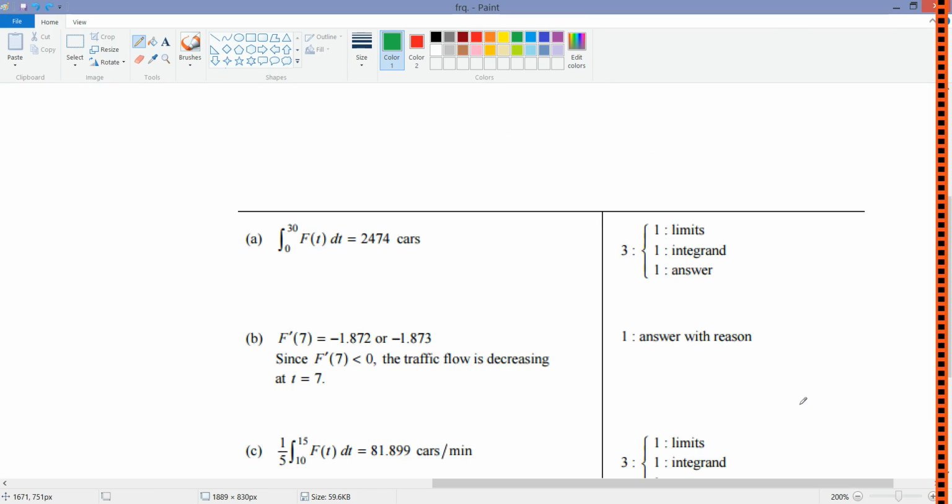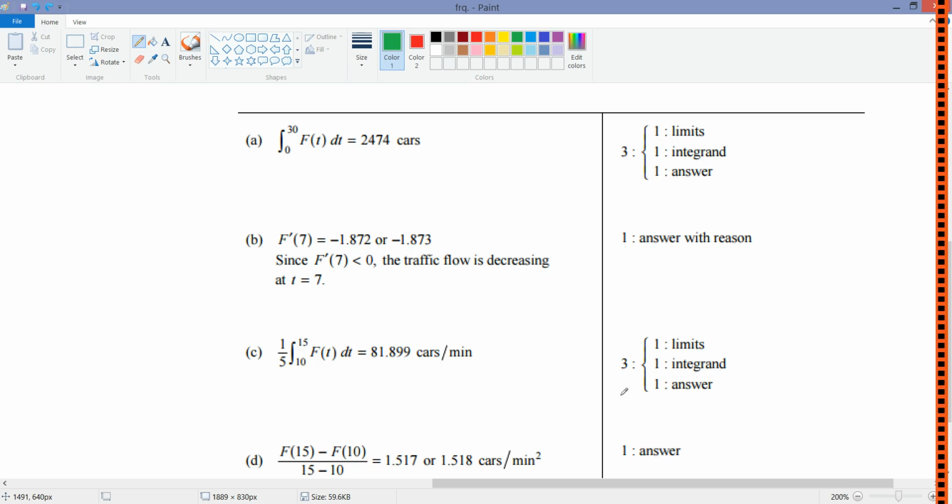Now for the point distribution. For letter A, you get 1 point for the limits, 0 to 30, 1 point for the integrand, which is right here, and 1 more point for the answer, which is 2,474 cars. For letter B, you just need to get the answer and the reasoning, 1 point for the whole problem.